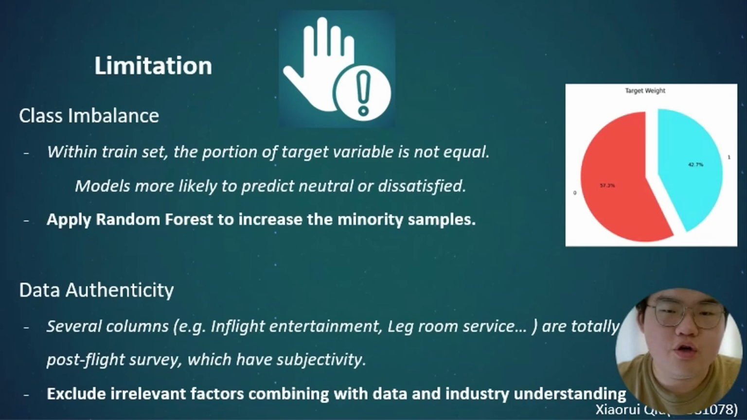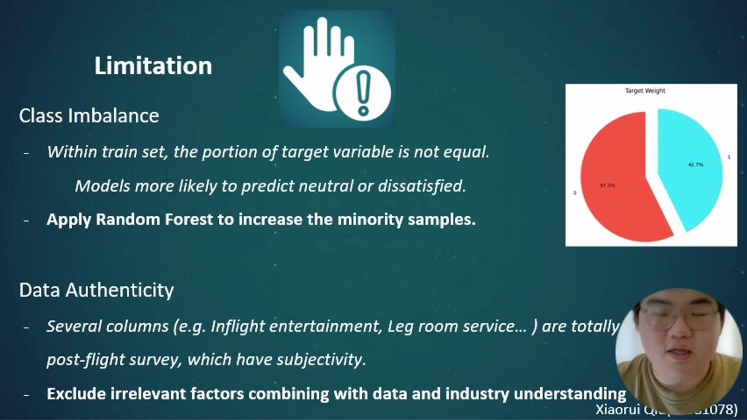However, our research inevitably has some flaws. The first limitation we found is the class imbalance in the training dataset. At the data pre-processing stage, we discovered this issue, as the survey shows that more passengers are neutral or dissatisfied with the flight. The model is thus more likely to predict negative outcomes. So the random forest applied in our study mitigates the impact and increases the minority samples.